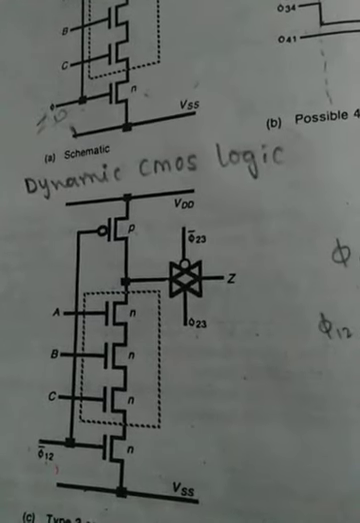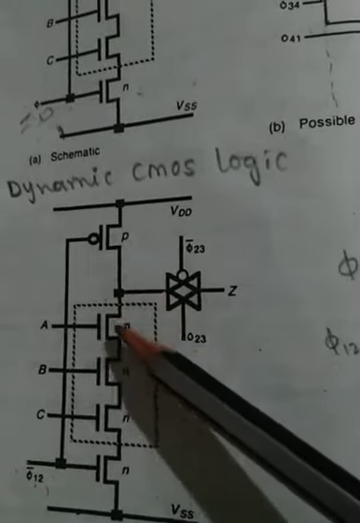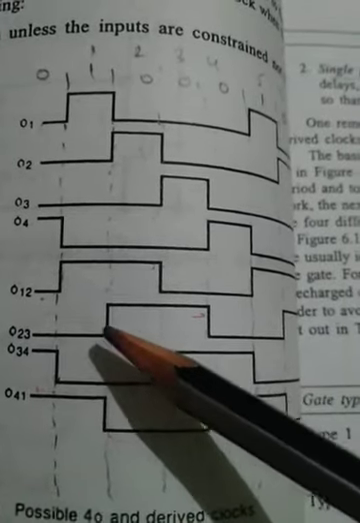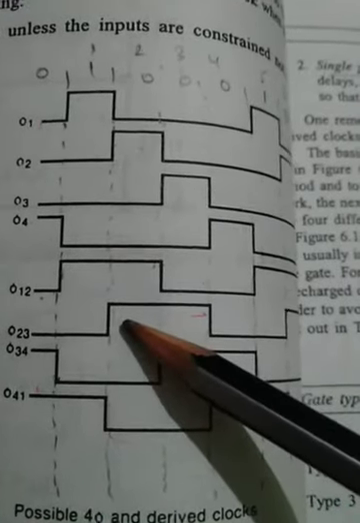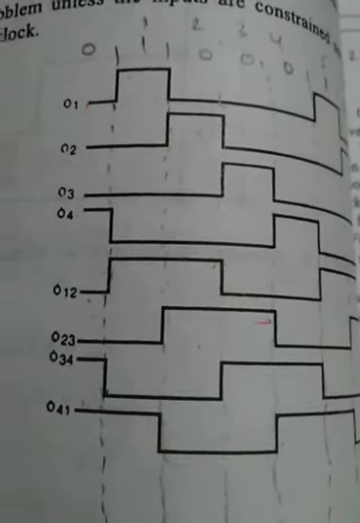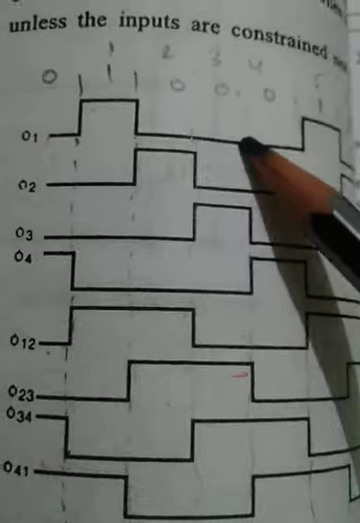To overcome this problem in dynamic logic we are designing this circuit. I will explain the waveform first. These are derived from the clock, so we are using the clock. Here we are using 4 possible clocks: clock 1, clock 2, clock 3, clock 4.